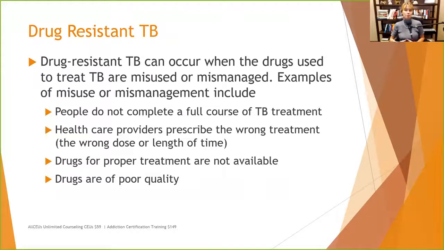If the drugs for proper treatment are not available, then drug-resistant TB may develop because they may try to throw different things at it to see if they can get something else to work. Or if the drugs are of poor quality. So if they're generic or out of date or almost out of date, those can cause problems. And the extreme strain on a lot of our health departments and public health systems does cause some of this to happen, as well as lack of education on the parts of some providers that are treating the TB.